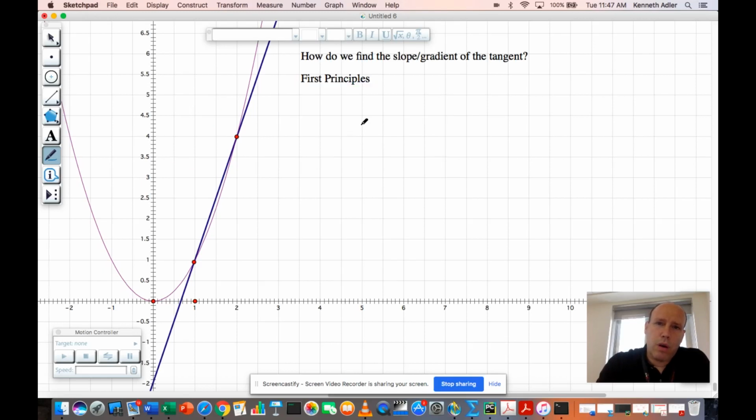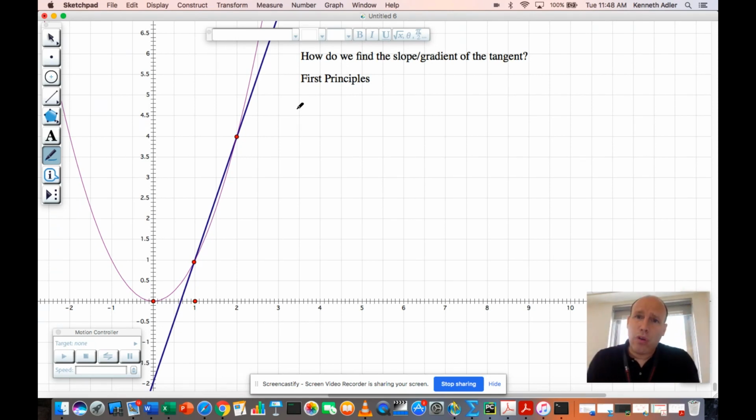Okay, in the last couple of classes we were talking about this idea of the tangent line. What we're interested in today, and for the rest of the unit, is how to find the slope, or the gradient, of this tangent line. How do we find that, given a specific function and a point on that function?